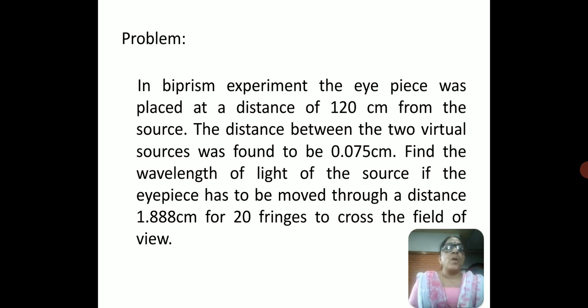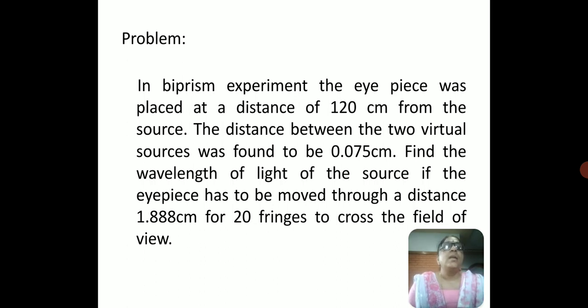Let us see a simple problem. In a biprism experiment, the eyepiece was placed at a distance of 120 centimeter from the source. The distance between the two virtual sources was found to be 0.075 centimeter. Find the wavelength of the light of the source if the eyepiece has to be moved through a distance of 1.888 centimeter for 20 fringes to cross the field of view.